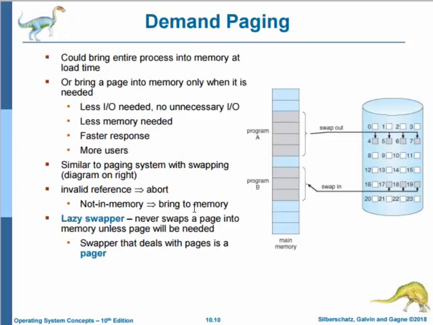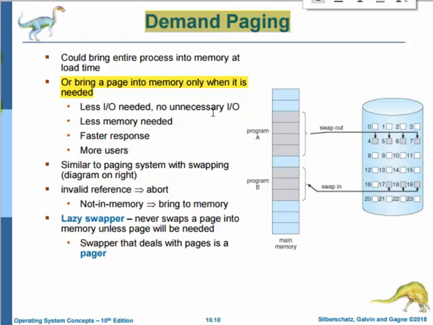Now, we have seen some problems about loading programs into the memory, and we have seen that sometimes we could bring an entire process into the memory at load time, or sometimes we can bring a page into memory only when it is needed. So this option of bringing a page into memory only when it is needed is what we call demand paging. So this is what demand paging is all about.